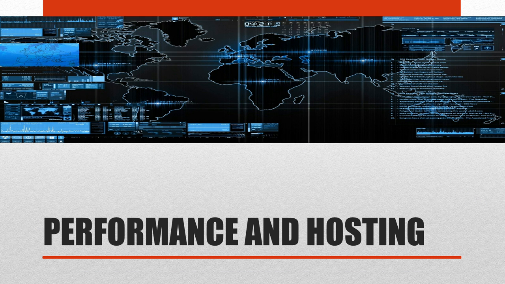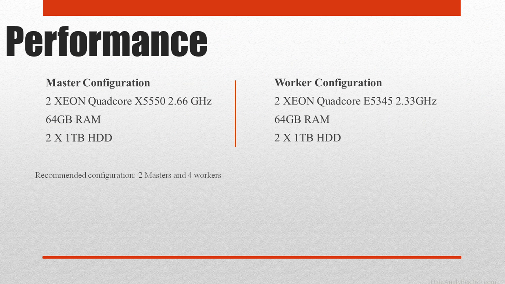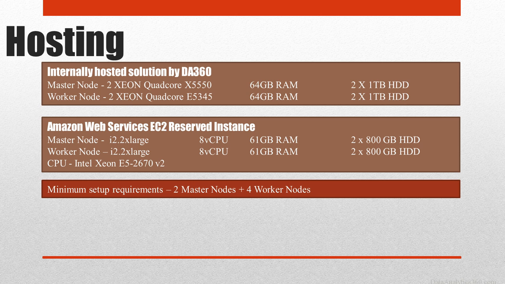Let's take a look at hardware requirements, performance numbers, and available hosting options. A master Cirrus server has 64 gigabytes of memory and 2 terabytes of storage. It has 2 quad-core processors. The Cirrus Worker server has a similar configuration but with a slightly slower processor. The solution can be hosted in-house or can be hosted on Amazon's EC2 cluster. For hosting on Amazon's cloud, we recommend usage of i2 2x large servers.